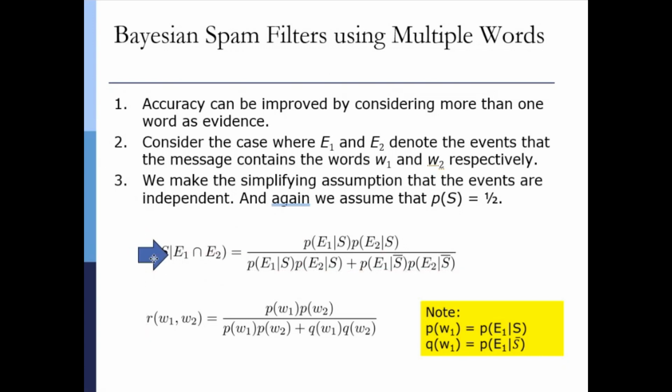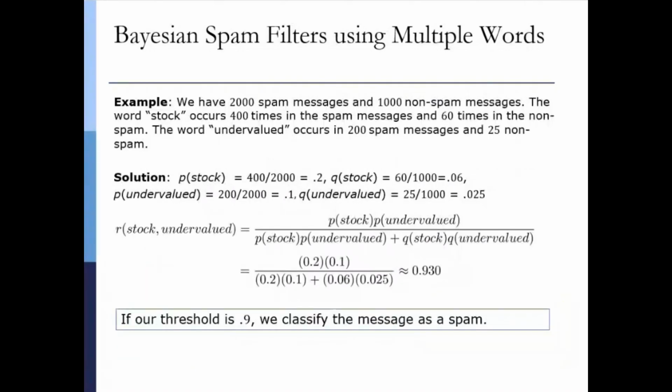Whether you're using 2 words, E1, E2, or 3 words, E1, E2, E3, or 5 words, E1 to E5, the formula is the same. Here it's up to E2 only because we are only using two words for the spam detection. All right. So it's an example.